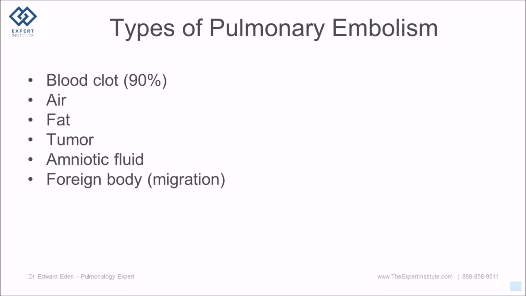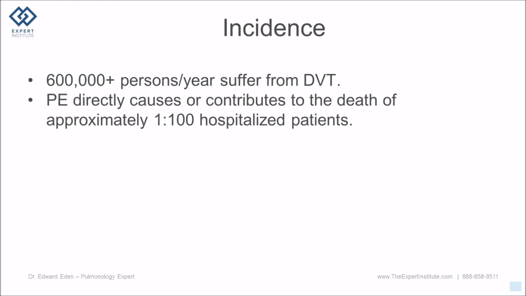And finally, foreign bodies can migrate to the lung and lodge in the pulmonary vessels. I've recently seen a case of a venous stent that was placed in the leg, traveling through the heart, lodging in the pulmonary artery. Next slide, please.